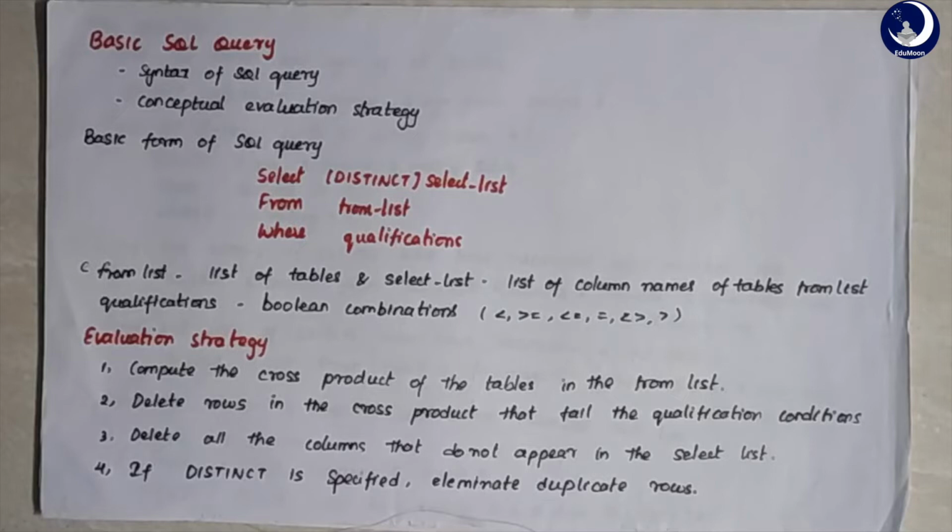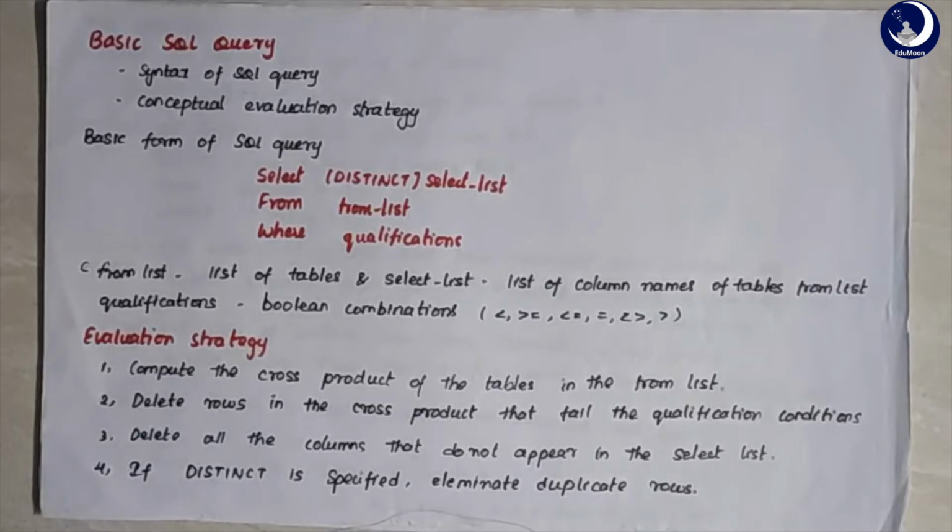The syntax of any SQL query is select, followed by distinct, which is optional, so I've specified it in square brackets, followed by a select list, from list, where qualifications. Now let's look at each of these terms. From list is the list of tables you want to perform these operations on. It can be one table or a collection of tables. Select list is a list of columns from the tables in the from list. You'll be performing operations on these selected columns.